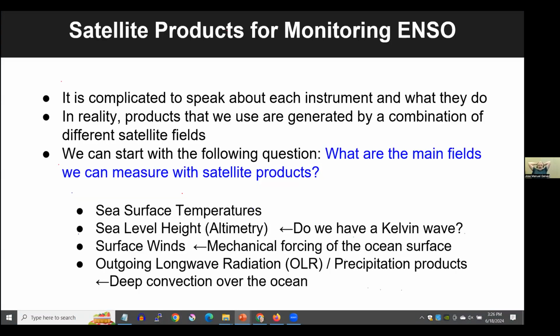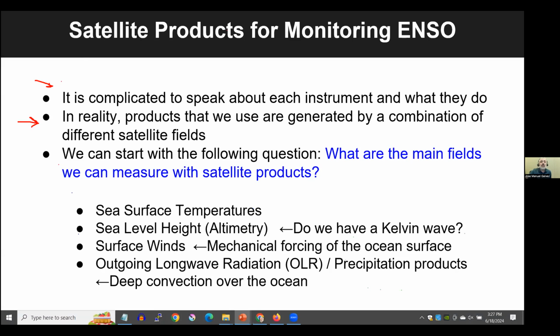Then again, we are restating this comment. It is complicated to just speak about each instrument and what they do. In reality, the products that we use to monitor ENSO are generated by a combination of different satellite fields. So we are basically looking at end products. There's a lot of different satellite information going into those products. Most of it comes directly from satellites, and others come from numerical models, which also have satellite data.